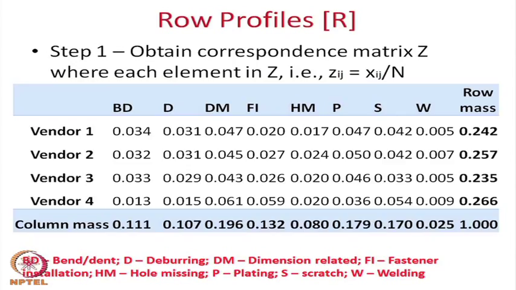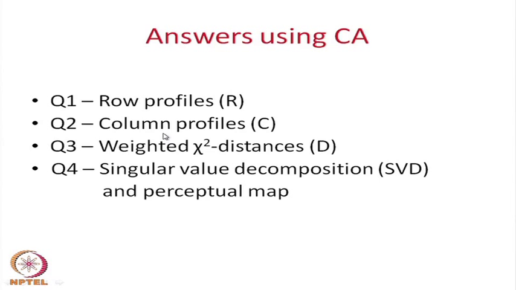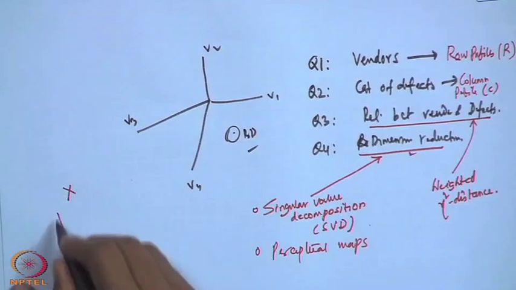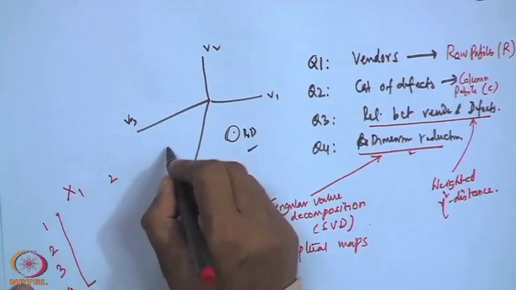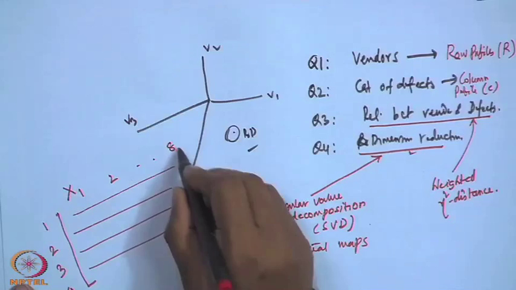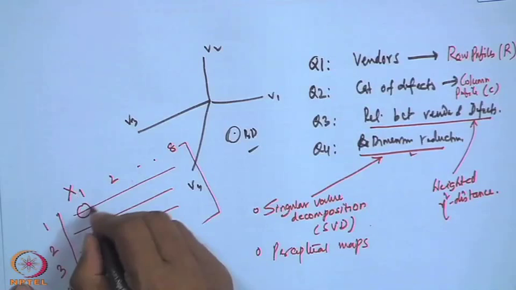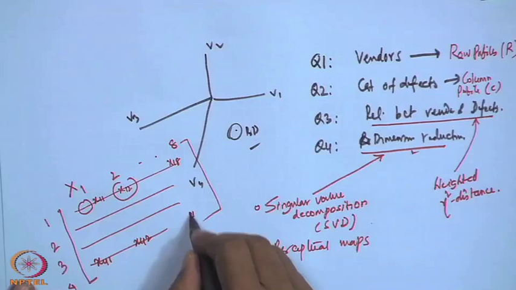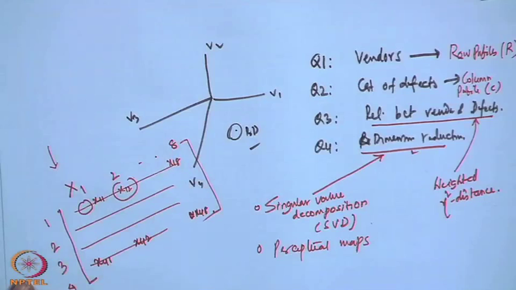So there are different steps to perform correspondence analysis. The contingency table, what you saw earlier, we are defining this as capital X. Here there are 4 vendors, 1, 2, 3, 4, and 8 defects, 1, 2, up to 8, with the values, this is X. This value is X 11, this is X 12, X 18, like this. Similarly, X 41, X 42, X 48. This is basically frequency data, the contingency table.